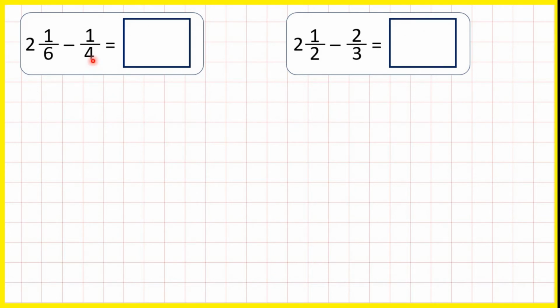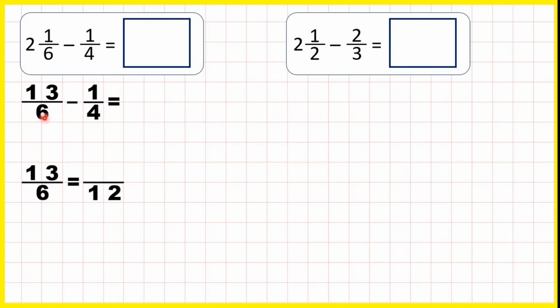Now we're still subtracting a fraction from a mixed number, but this time we're going to solve this by changing the mixed number into an improper fraction. So 2 times 6 is 12, plus 1 is 13, so 2 and 1/6 we can write as 13 over 6, and we're subtracting 1/4. But to subtract fractions, we need the denominators to be the same. So 12 is in both the 6 times table and the 4 times table, so we can find equivalent fractions with a denominator of 12.